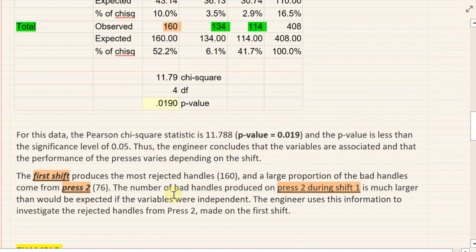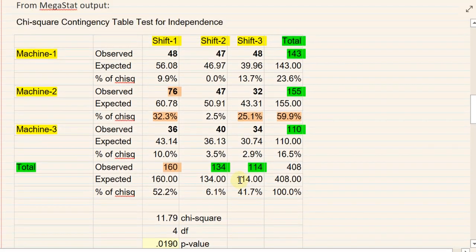So putting it all together, this is what I have. Pretty much I wrote down what I mentioned earlier. So it looks like machine 2 during shift 1, the engineer needs to investigate that and see what's going on with that machine during shift 1. Then I would also recommend looking at machine 2 during shift 3. It looks like machine 2 has some kind of issue. Aside from everything else, aside from the shifts, maybe the operators have something to do with this. That's why they need to be investigated.